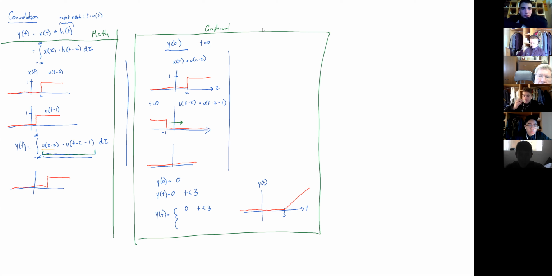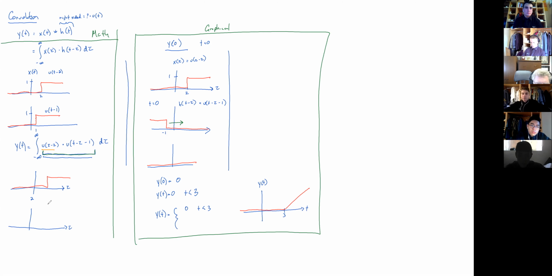Turns on at 2. And then we have to graph the second part. And the second part's trickier because it's got two variables, t and tau. Since we're integrating with respect to tau, that's our variable. So now we need to give ourselves a value of what t is, just to pin it down at one particular level. We're doing something very similar to what we did with the graphical convolution.